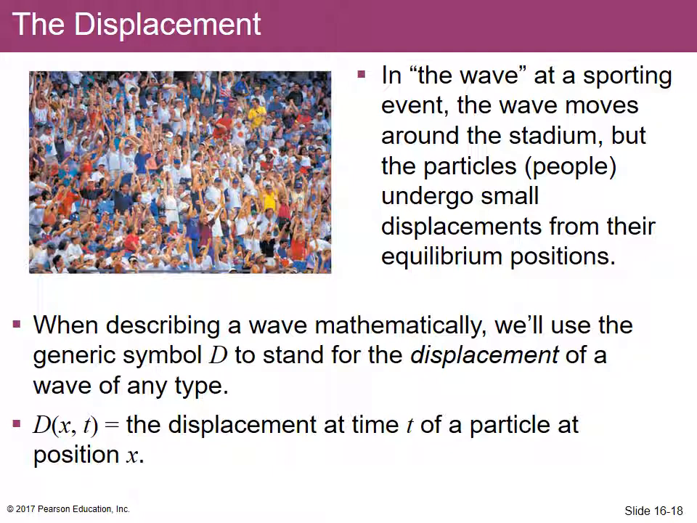In the wave at sporting events, the wave moves around the stadium, but the particles, the people, only undergo small displacements from their equilibrium positions. We will use the uppercase D to indicate displacement. Since the displacement depends on position and time, it is a function of two variables, x and t. So D of x comma t is the displacement of any position along the string at time t.